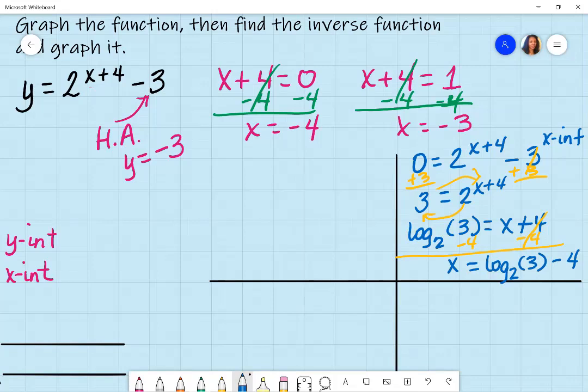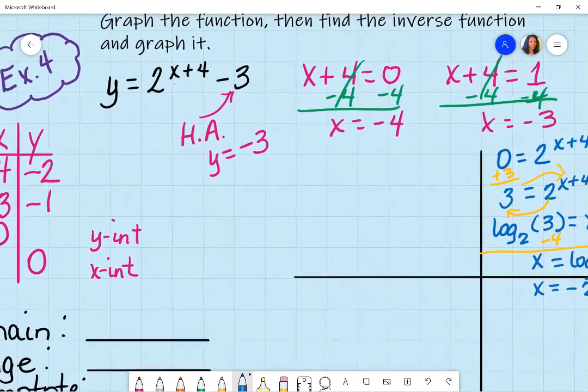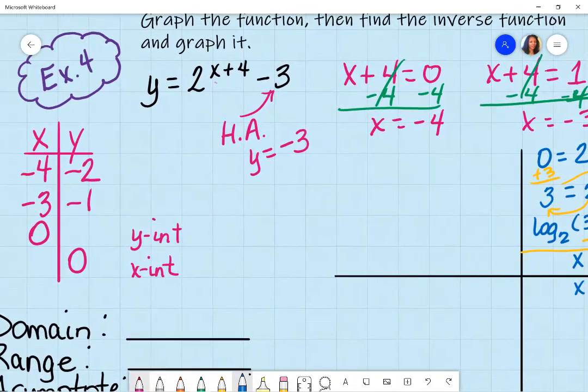Now, I would actually need to see what this is as a decimal. So if I put it in my calculator, it's going to give me -2.4. So that is what's going in my table for my x-intercept. -2.4 is my x when y is 0.